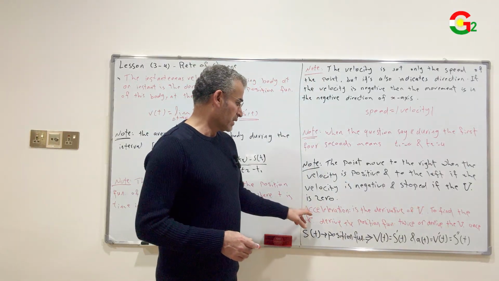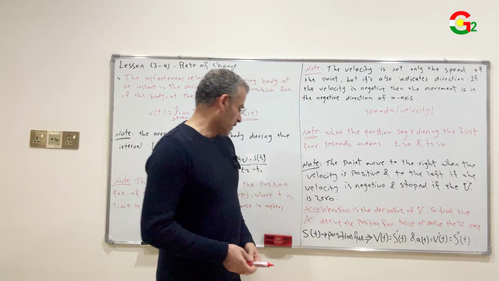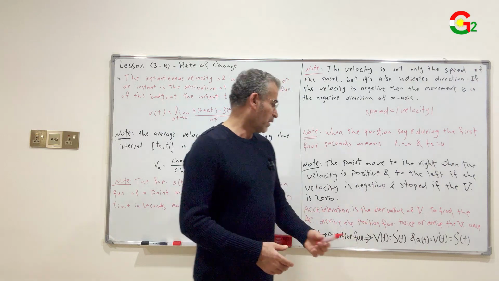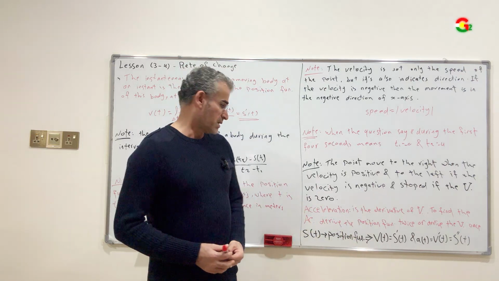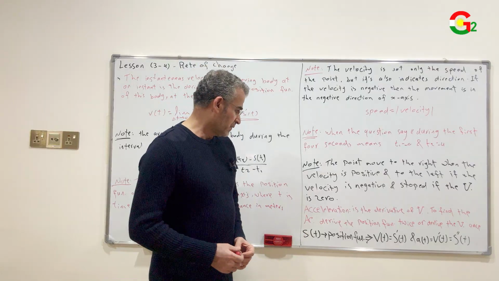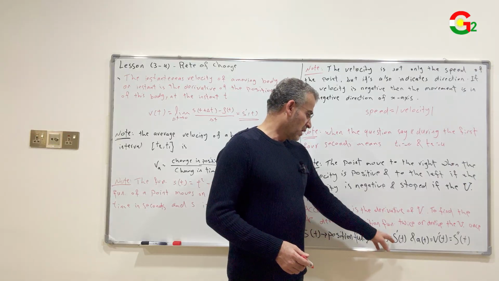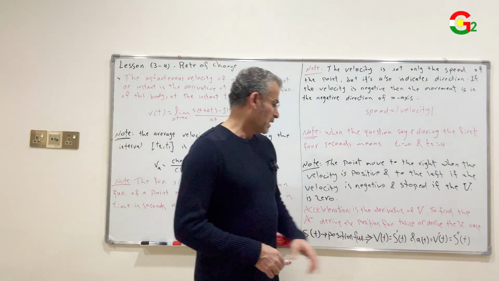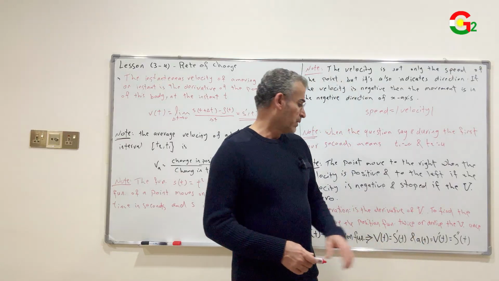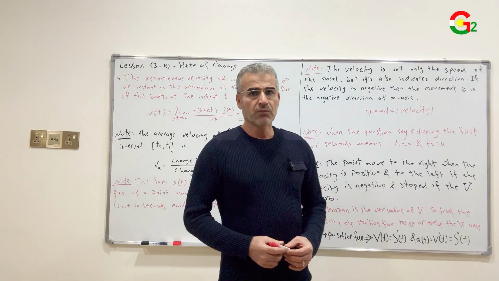The acceleration is the derivative of velocity. To find the acceleration, derive the position function twice or derive the velocity once. If s of t is the position function, then the velocity function v of t equals s prime of t, and the acceleration function a of t equals v prime of t equals s double prime of t.